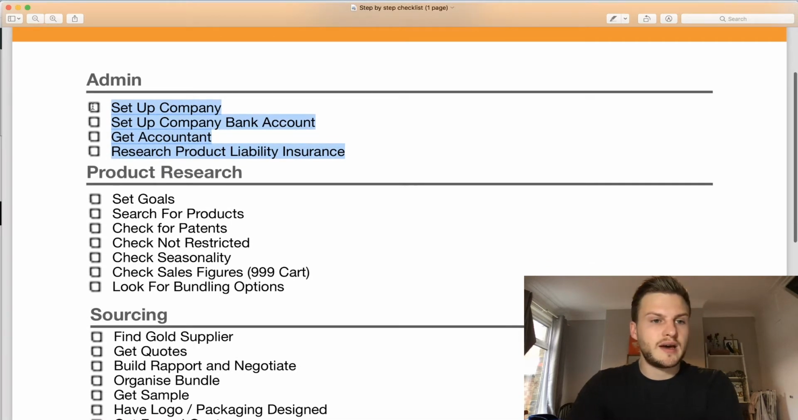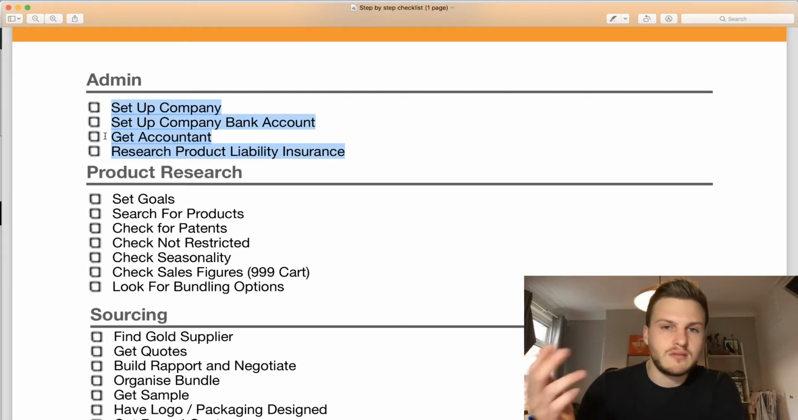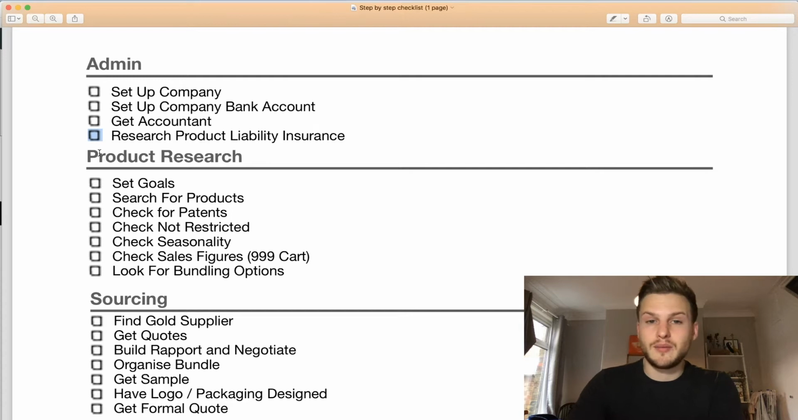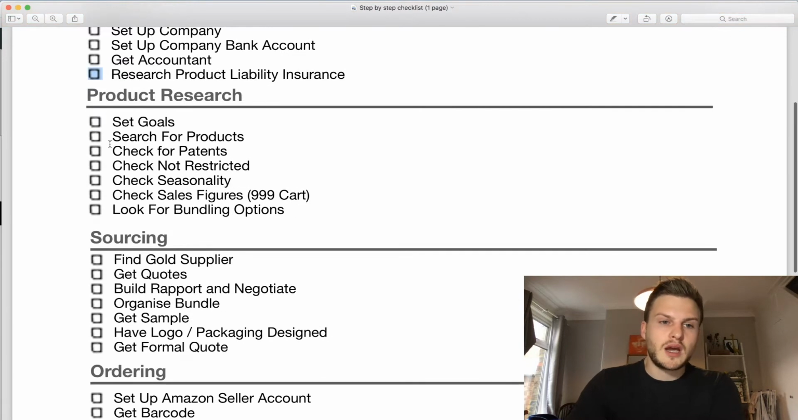Company account takes about 2 or 3 days to get your certificate. Bank account takes about 2 weeks. Accountant can be anywhere from a day to 3 months. It depends how fast you do it. You don't need it immediately. I would advise in the first 3 months of setting up your company, get an accountant. And then product liability insurance, just before you get your product, or even as you're getting your product. That's again not immediate.